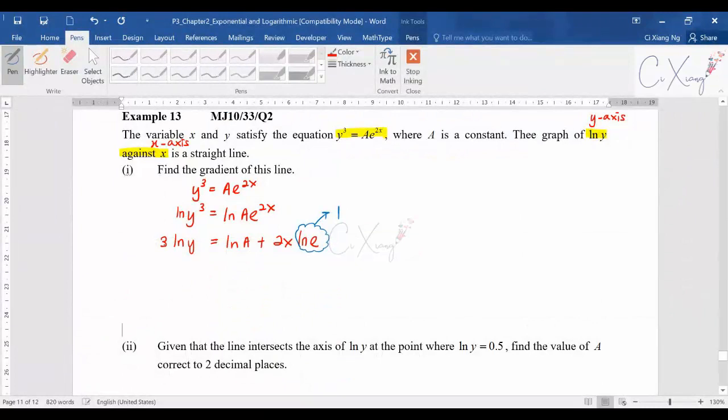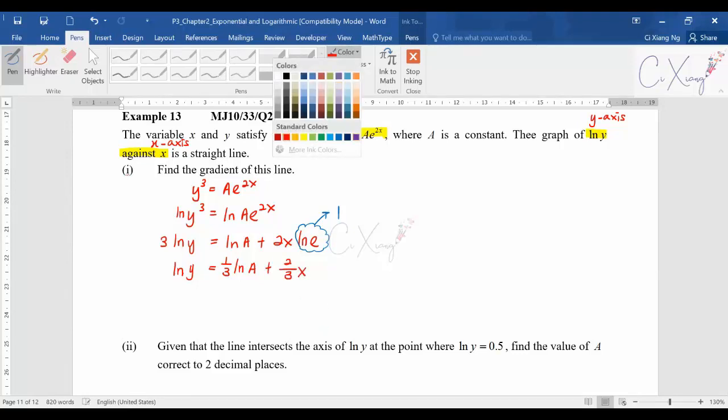Alright, okay. Then now, for this question, on my y-axis is ln y only. The y-axis, I don't want it to be 3 ln y. Therefore, to make the 3 disappear, you move the 3 to the right-hand side. You're having 1 over 3 ln a plus 2 over 3 x.